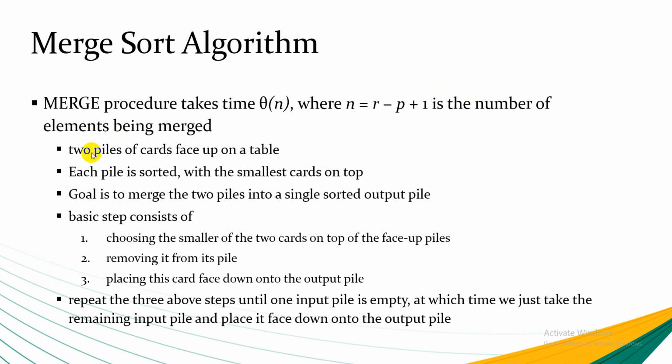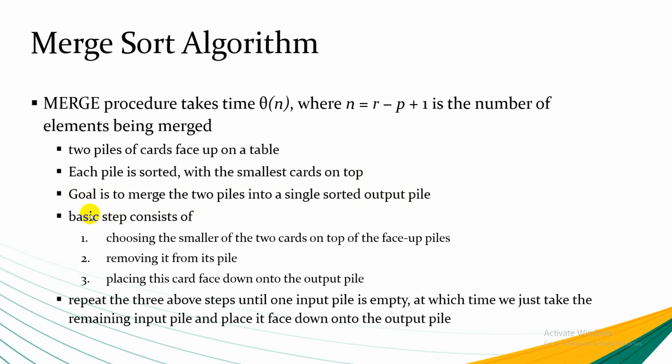So we will have two piles of cards face up on a table. The two piles are the two subarrays. Each pile is sorted with the smallest cards on top. So the first subarray is sorted, the second subarray is sorted, and what we want is to combine these two sorted subarrays into one sorted array. So the goal is to merge the two piles into a single sorted output pile.